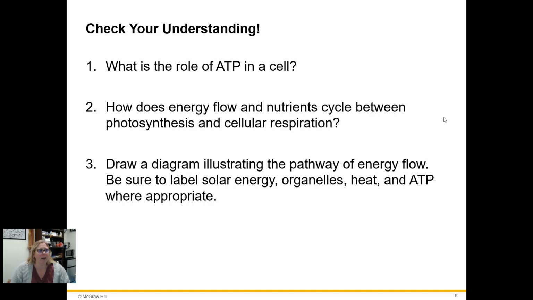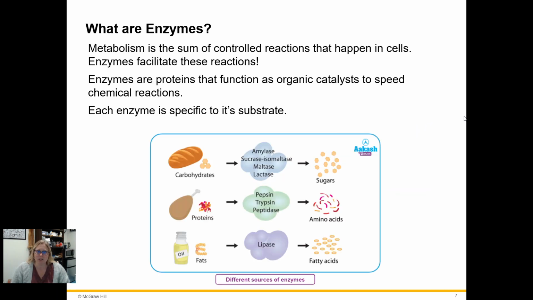So enzymes are a protein. Enzymes are a protein that facilitate reactions that are happening in the cells, such as taking that glucose and converting it into ATP. Okay? Enzymes are responsible for your metabolism. Metabolism is the sum of the controlled reactions that happen in cells, and these enzymes speed up these chemical reactions.